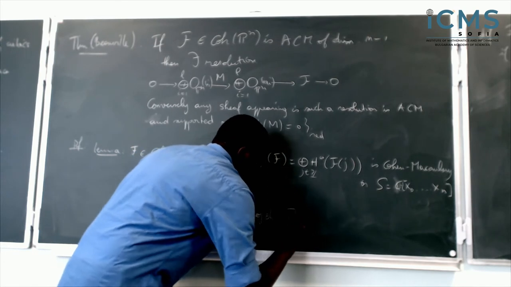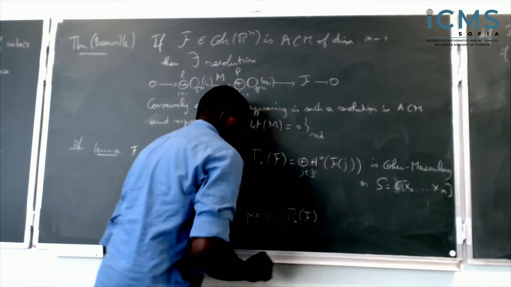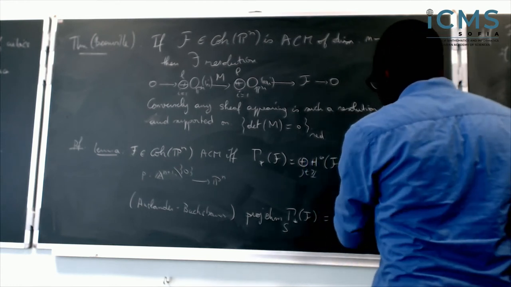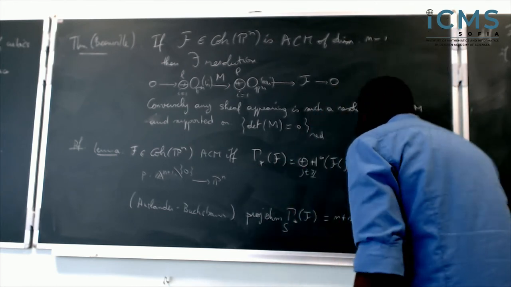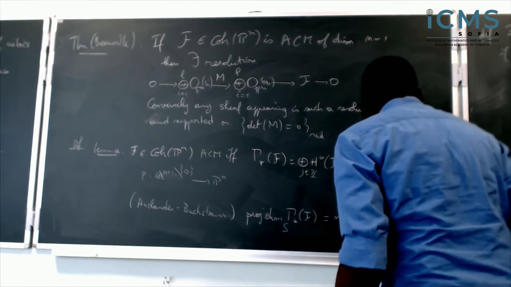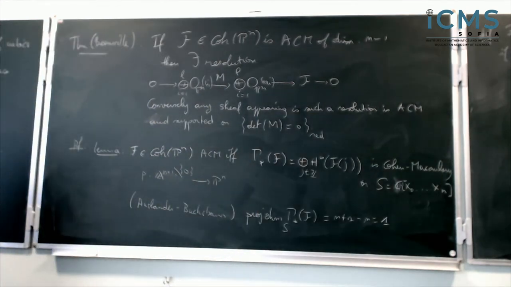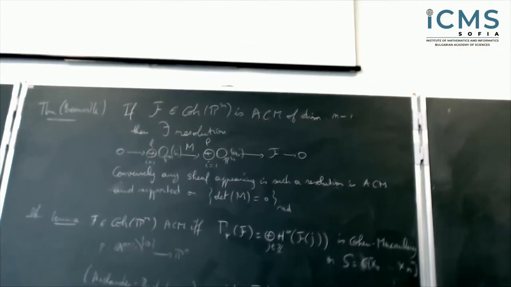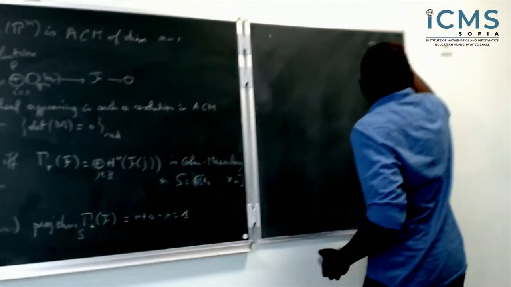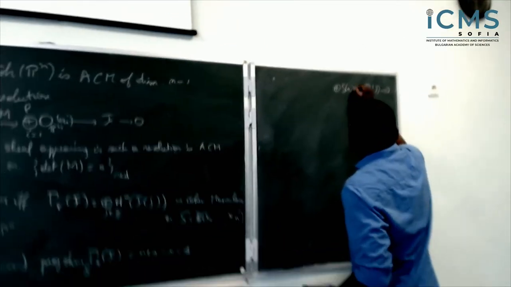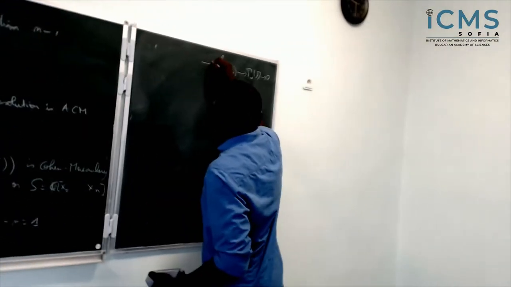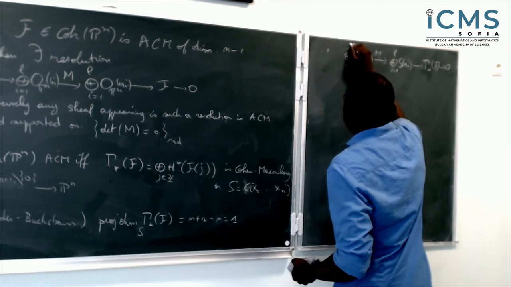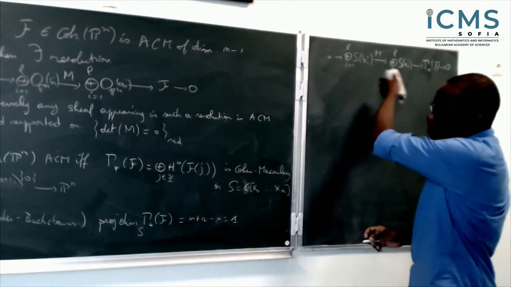So this gives us that the projective dimension of our graded module over the polynomial ring is equal to the dimension of the ring, which is n plus 1, minus the depth of this module, which, because it's Cohen-Macaulay, is its dimension. So it has projective dimension 1, meaning that there is a resolution of the module that has this form, just some twists of the ring. And then you just take the sheafified version of this resolution.